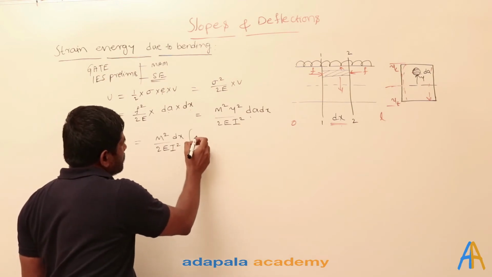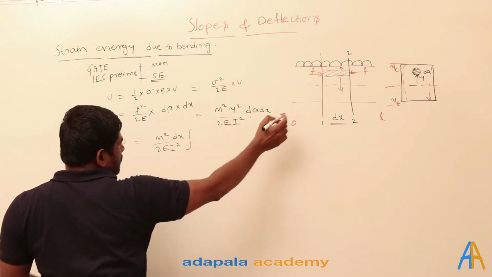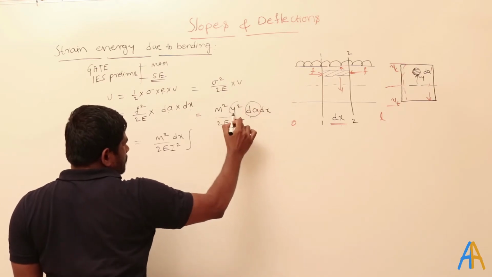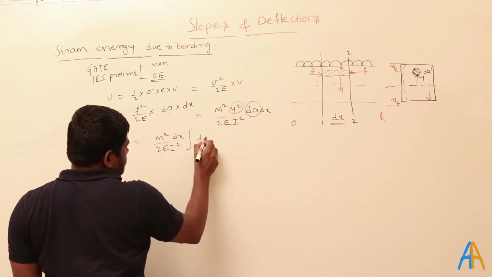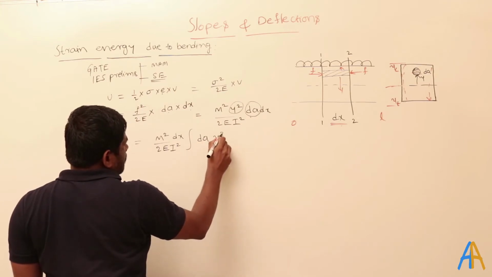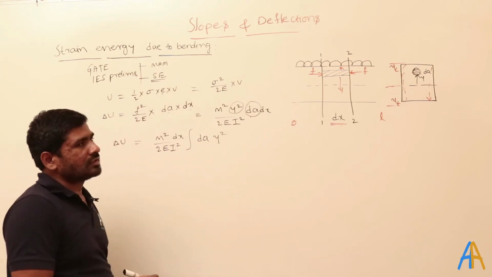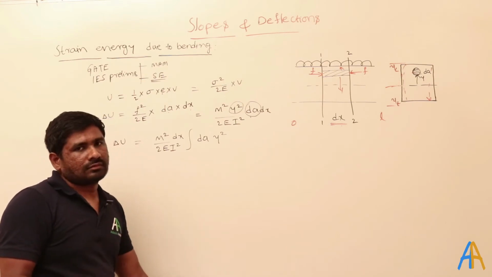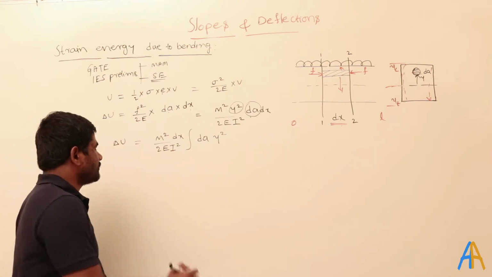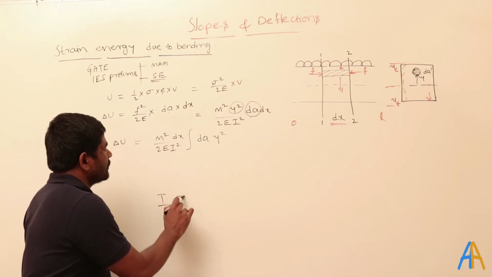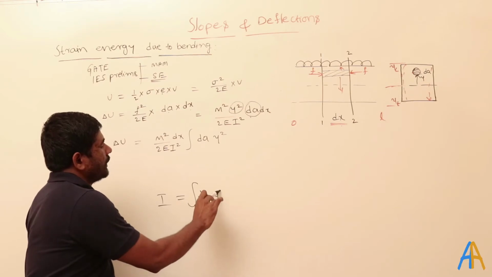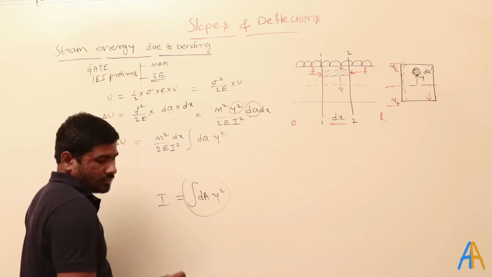When I am doing the cross section, what are the variables related to the cross section here? This is the variable related to the cross section, dA into y square. Whenever you have dA into y square, it is nothing but I, right? What is the definition of I? Moment of inertia, area moment of inertia, integral of dA into y square. This is the I, okay?